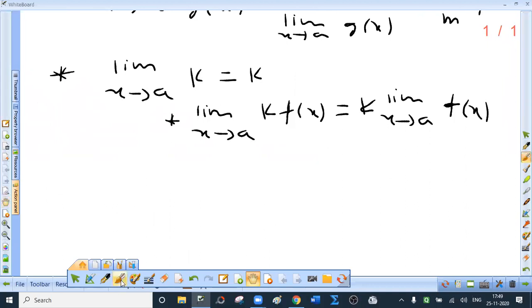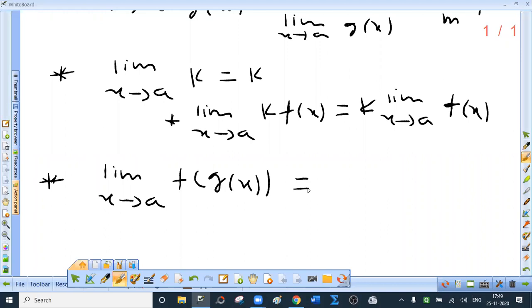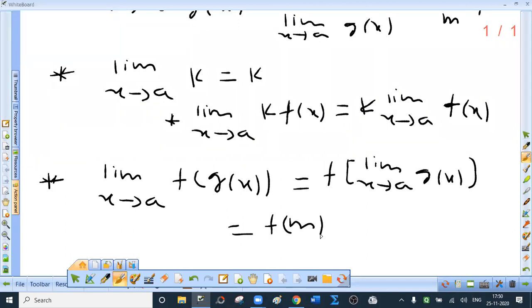Okay. Now, one important result, limit of composite function. Let me explain. Limit x tends to a f of g of x. We have just finished the topic functions. This is composite. f of g of x is composite of g and f. So this is f of limit x tends to a g of x. But what is limit x tends to a g of x? It is M. So this is nothing but f of M.